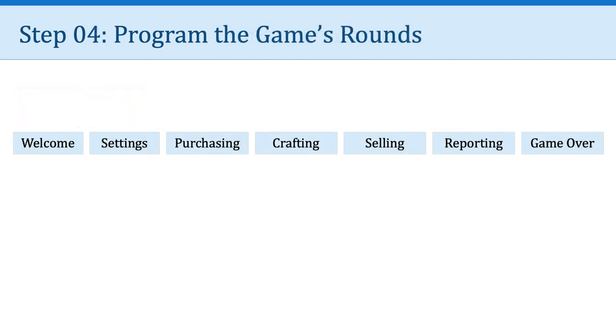Now, importantly, the next step up would be to program the game's quote unquote rounds. And this is where the days of the simulation come into account. The first time the player goes through, they're going to go from purchasing to crafting to selling to reporting. But then the game is going to check, are there more days left in the game, in the simulation? If the answer is yes, then we're going to send the player back to the purchasing scene. If the answer was no, then of course we would take them to the game over. So somehow your simulation has to keep track of how many rounds or how many days of play have occurred. And how might we do that?